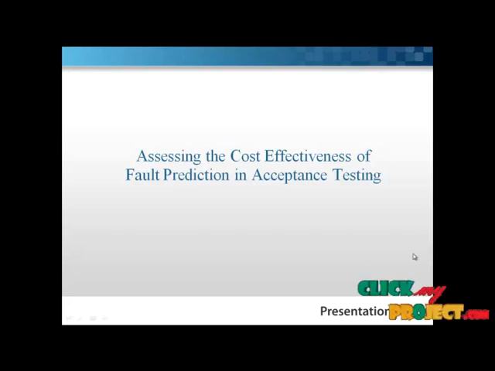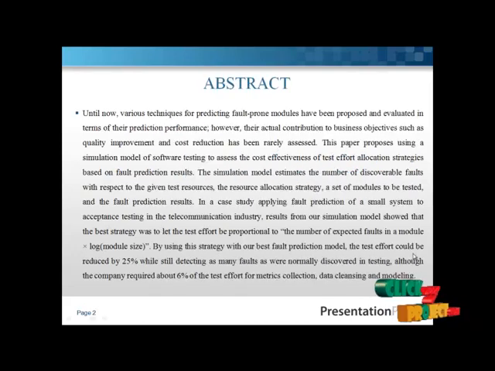Now let's have a look at our abstract. Until now, various techniques for predicting fault-prone modules have been proposed and evaluated in terms of their prediction performance. However, their actual contribution to business objectives such as quality improvement and cost reduction has been rarely assessed. This paper proposes using a simulation model of software testing to assess the cost effectiveness of test effort allocation strategies based on fault prediction results.